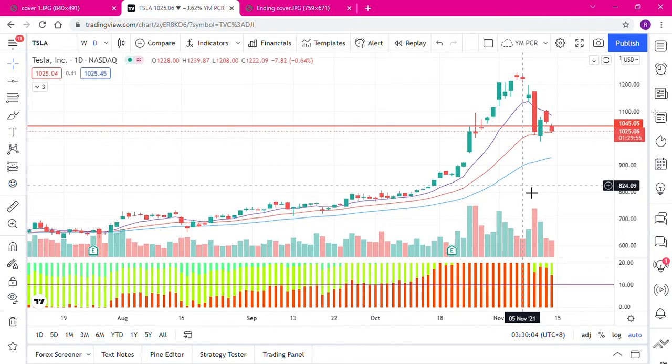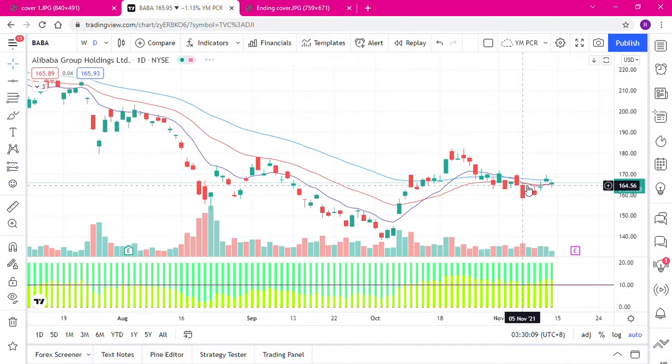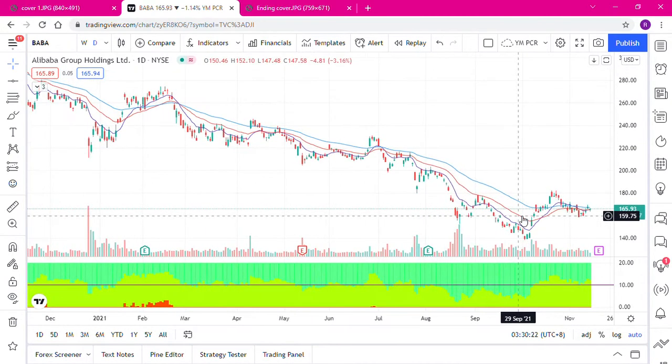The next counter is called BABA. Everyone knows BABA, right? The Alibaba Group from China, and we just passed the Double 11 online shopping mega sales. Alright, with billions of sales being done, but that's not what we're going to talk about. We are going to focus on the chart of Alibaba Group.